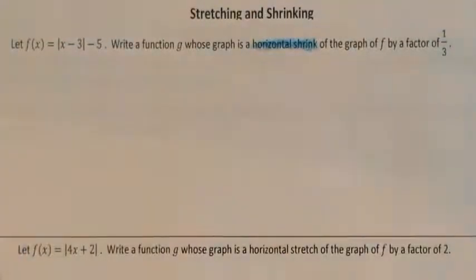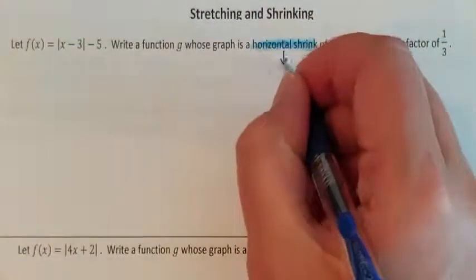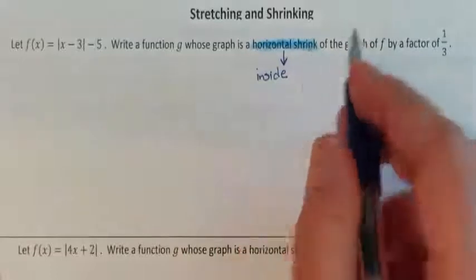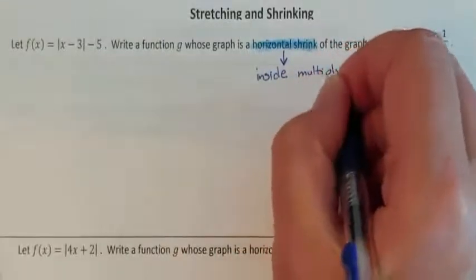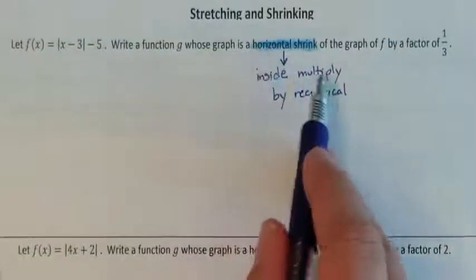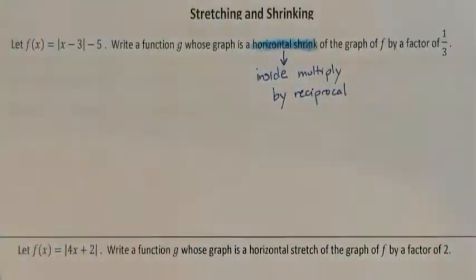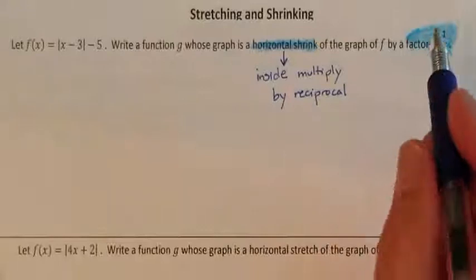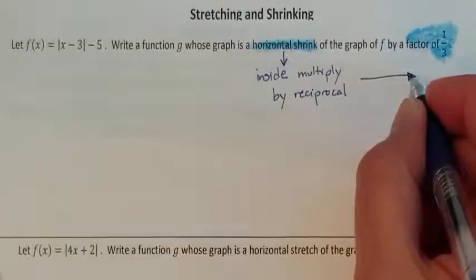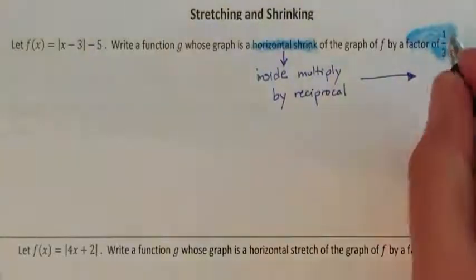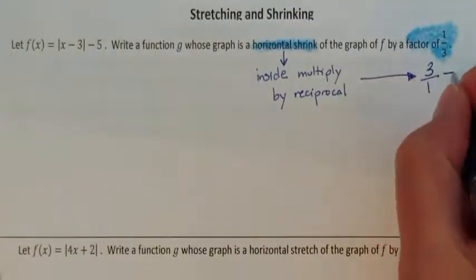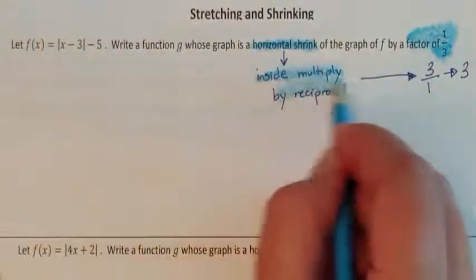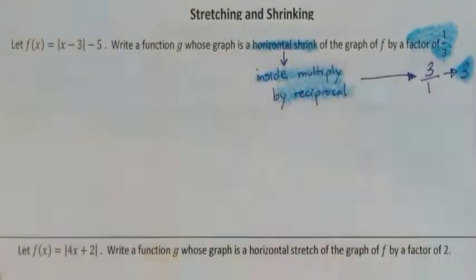From the cheat sheet we did at the very beginning, our summary sheet: horizontal shrink. Horizontals are always going to be inside. And if it's a shrink, you're supposed to multiply by the reciprocal. So I want to, on the inside, multiply by the reciprocal. But the reciprocal of what? It tells us that right here, by the factor of 1 over 3. So I need to flip the fraction, because that's what reciprocal means. I now have the fraction 3 over 1, which is the same thing as 3. So on the inside, I am multiplying by the reciprocal, which meant I needed to multiply by 3.